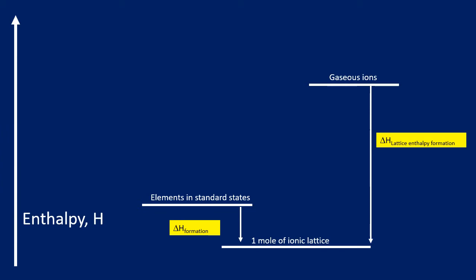Now what we need to do is complete this as a cycle. So we need to make a link now. We need to somehow get from the elements in their standard states all the way to gaseous ions. So what we're effectively doing is going from elements to gaseous atoms to then ions. Okay, and we'll see step by step.